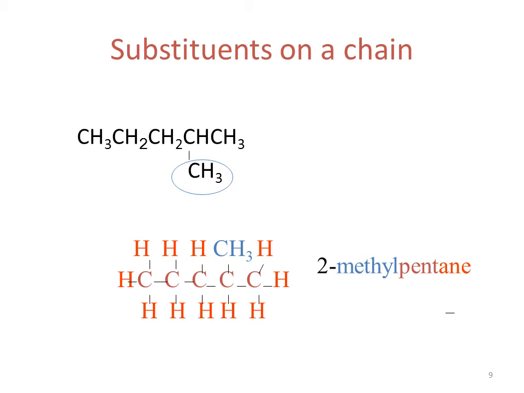Now, what we do is we can count from either end of the chain. I can count from the left end of the chain, and I go 1, 2, 3, 4 to see where the methyl group is attached. Or I can count from the right end of the chain, 1, 2, and find the methyl attached. 2 is the lower number, so we choose that.